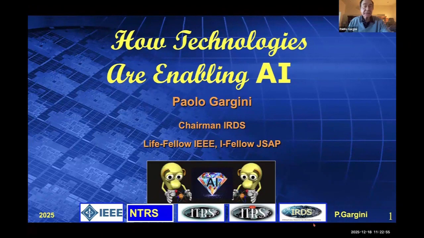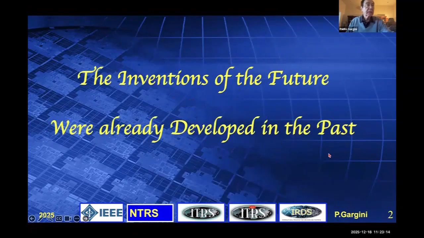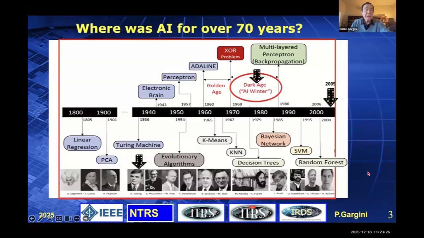So, good day, ladies and gentlemen. I want to show you today how this amazing AI technology came together. The first rule to remember is that most of the inventions of the future come from something that was developed way in the past. And in the case of AI, this is precisely what has happened. AI had been around since the 30s, essentially with Alan Turing, but for 70 years nothing happened. So why all of a sudden did this technology become so relevant?